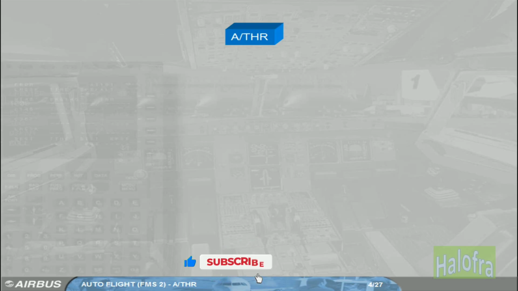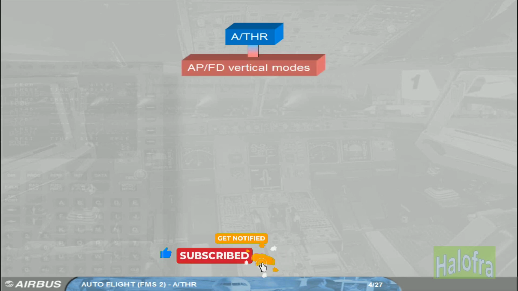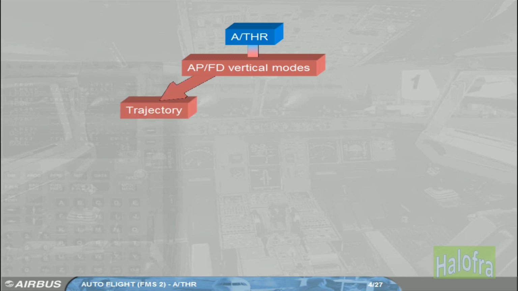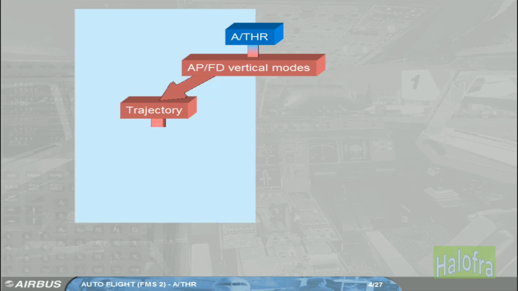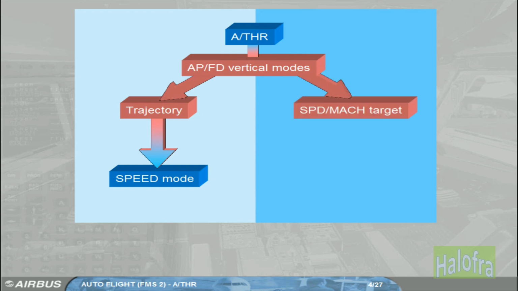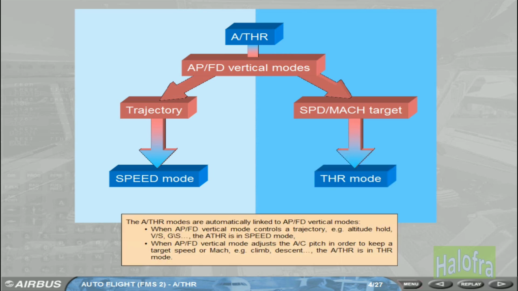The autothrust modes are automatically linked to autopilot flight director vertical modes. When autopilot flight director vertical mode controls a trajectory, e.g. altitude hold, vertical speed, glide slope, the autothrust is in speed mode. When autopilot flight director vertical mode adjusts the aircraft pitch in order to keep a target speed or Mach, e.g. climb, descent, the autothrust is in thrust mode.